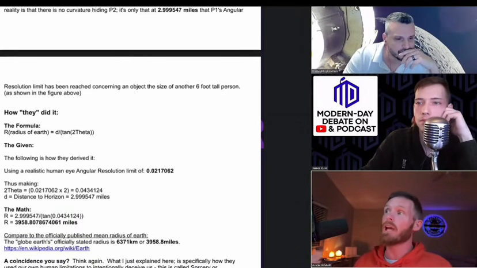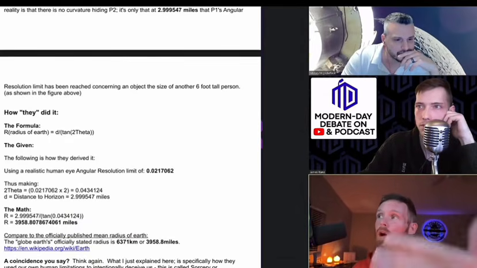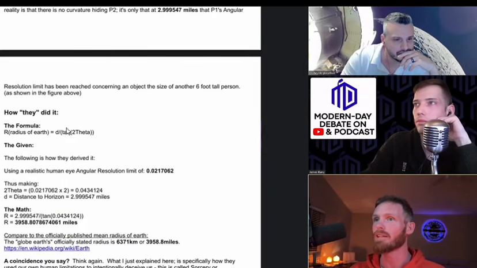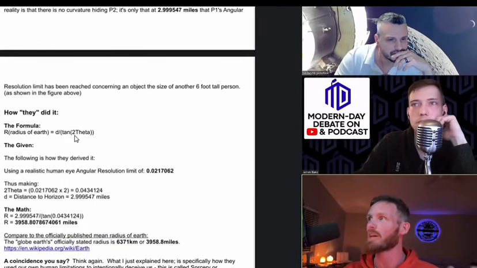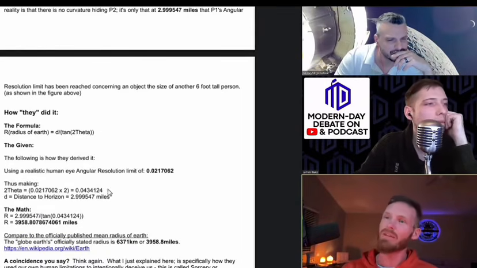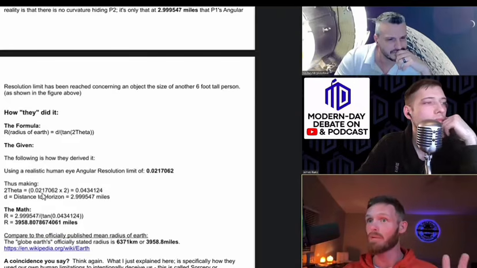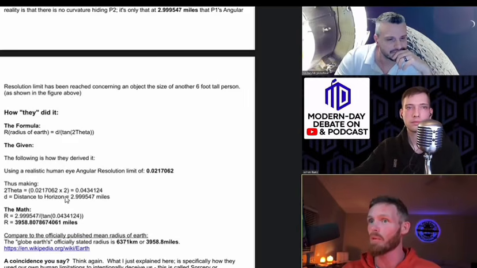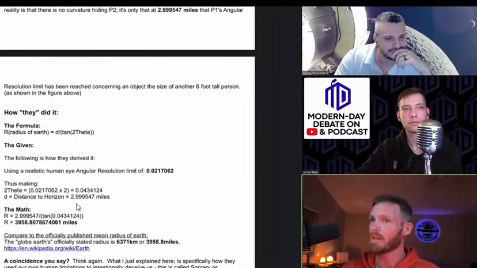If you assume it's the latter, and it's because the boat is going behind the curve of the Earth, then you would take the radius of the Earth as the distance divided by the tangent of twice the angle, theta, the viewing angle. So when you do that, you now get 2 theta, which is 0.0217062 times 2. So you get 0.43412. The distance equals the distance to the horizon, which is 2.999547.